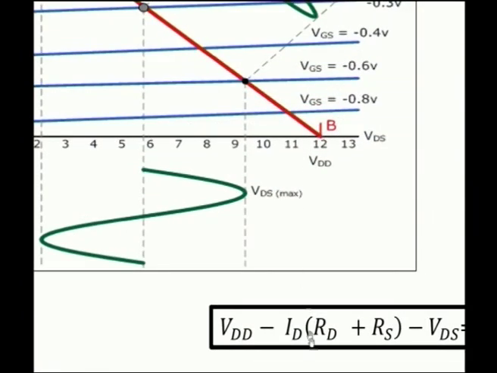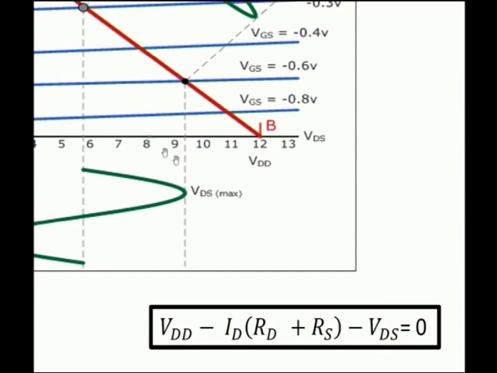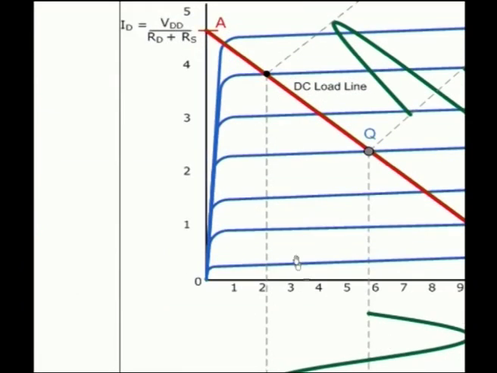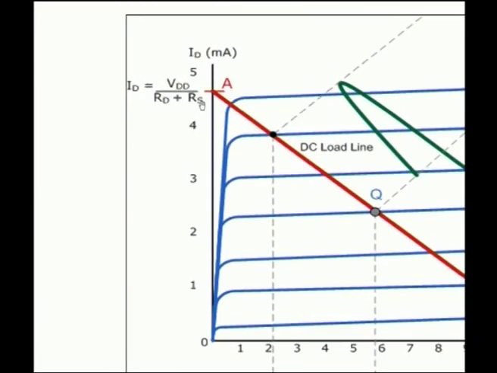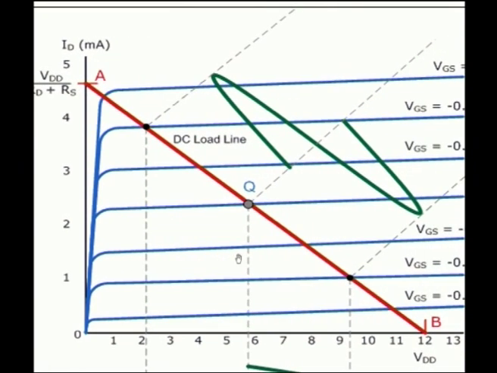So, what is the x axis? VDS is the value plotted along the x axis. So, if VDS is equal to 0, then VDD equal to ID into RD plus RS. We want to have a value for ID. So, ID equal to VDD by RD plus RS, that is another point, A, on the y axis. So, connect these 2 points A and B. This is the DC load line now.